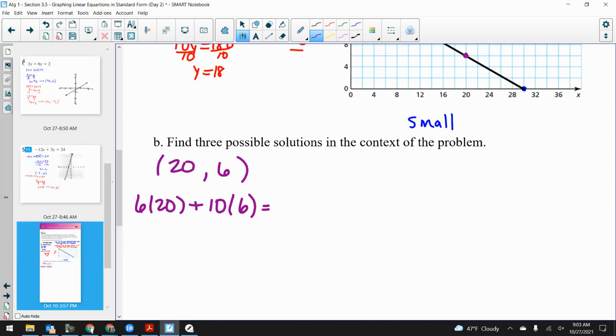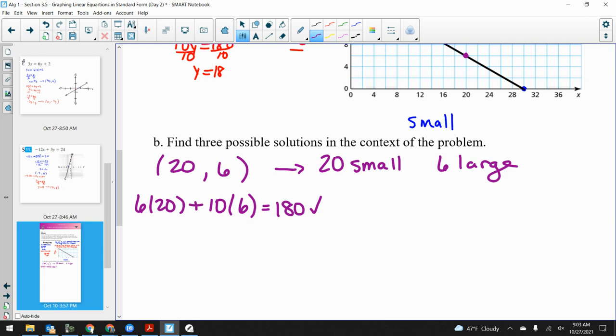Well, I can do this in my head. This is 120 plus 60. 180. That checks out. Jack, you know that off the top of your head. Oh, that's just 120. I know that's 6 times 2, 6 times 2 is 12, plus a 0. Okay, I have that. So this is 20 small, 6 large.